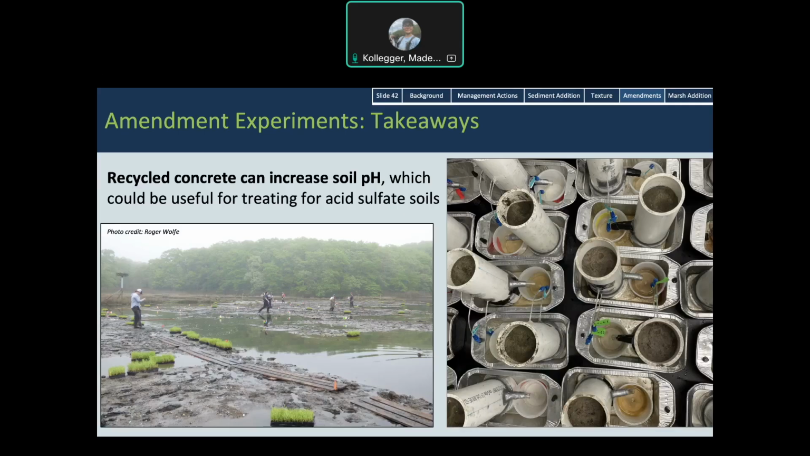So this is a picture of the restoration at Bride Brook in Rocky Neck State Park, which got completed over the winter. This is a site that historically had issues with acid sulfate soils. And so they mixed in concrete at my suggestion to see if they could combat the development of acid sulfate soils. Now, we don't have the data yet. We don't know anything about what the pH is, but future work in my lab is going to address this with sampling over the summer.